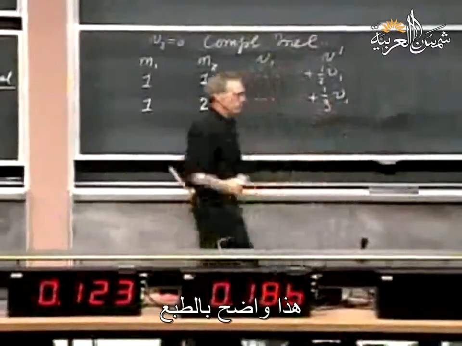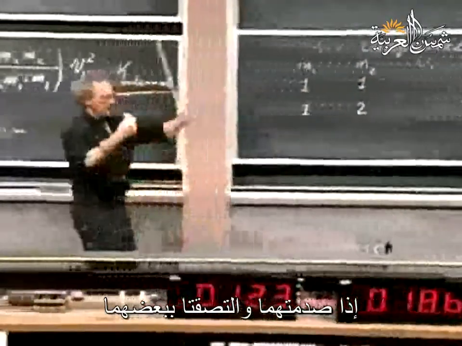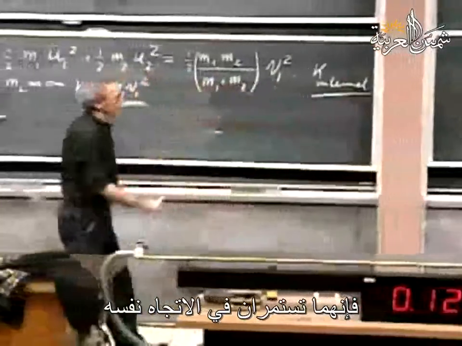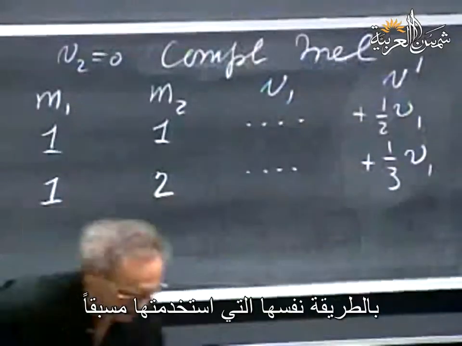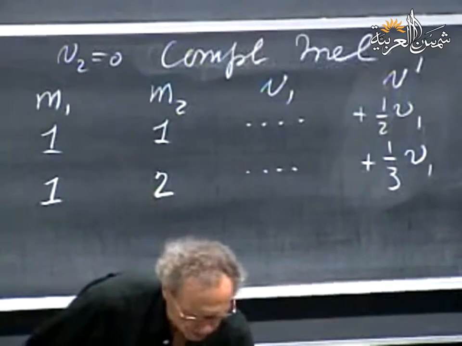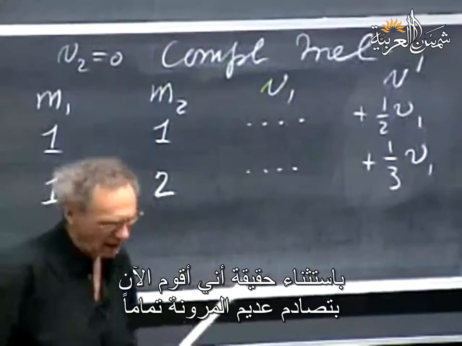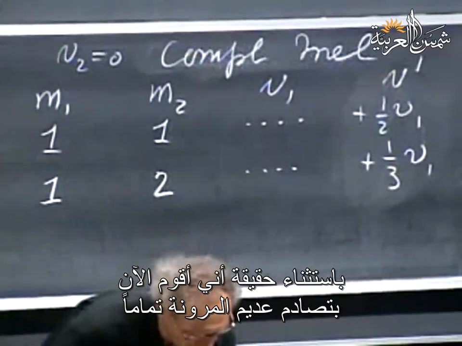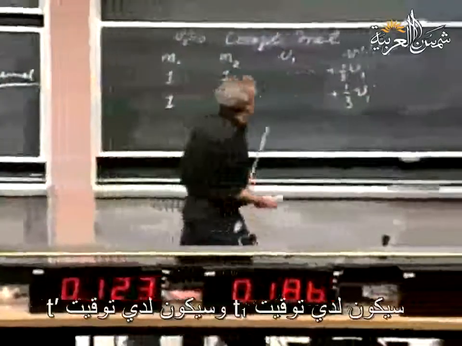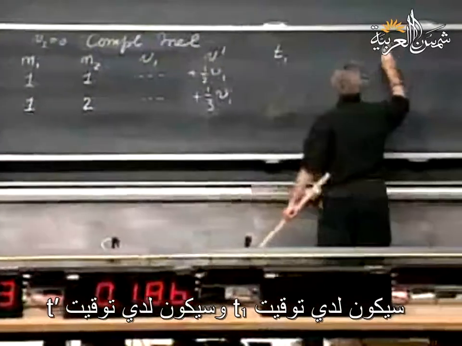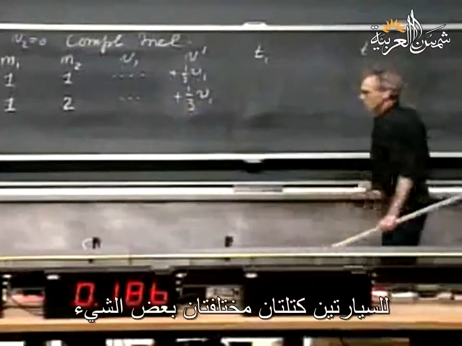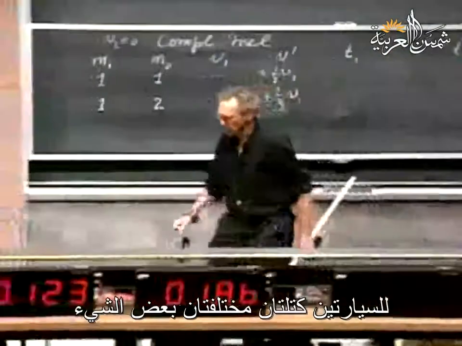That's of course obvious. If I plow into something and they stick together, they continue in the same direction. And so now I will do the timing in exactly the same way that I did before, except that now I have a completely inelastic collision. I will have a timing T1, and I will have a timing T prime.